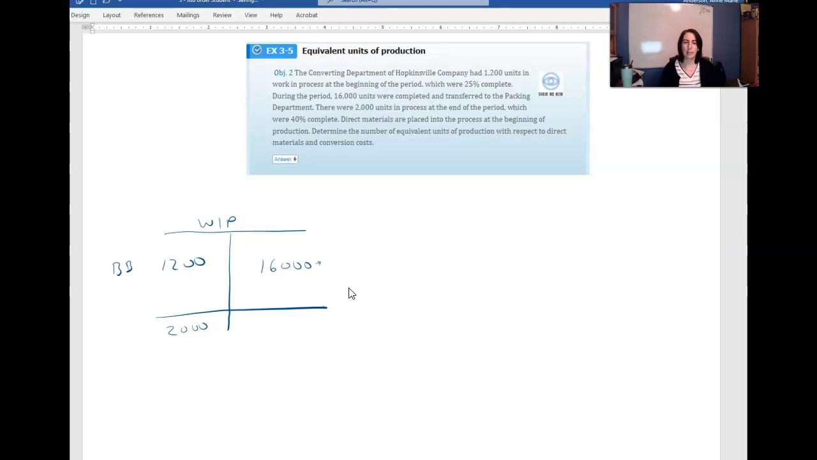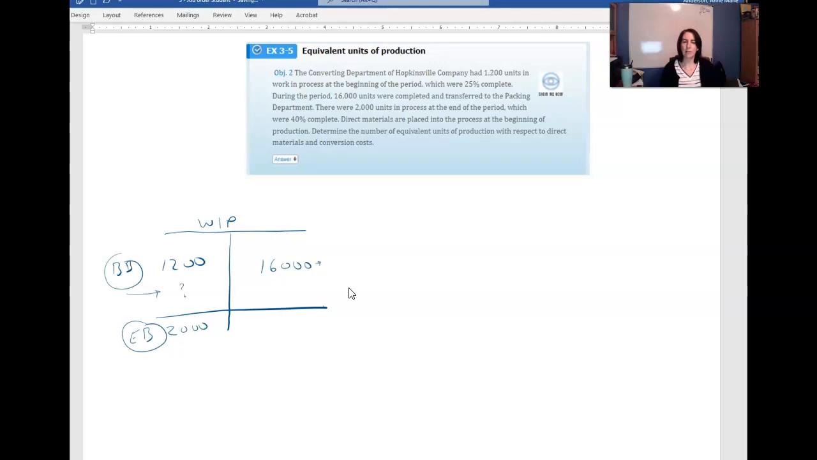1,200 minus 16,000 is not 2,000. They don't actually give us the number of units that came in, but we don't actually need it, not to do this type of problem. What we have is two of our three pieces. We've got our beginning balance, we've got our ending balance. What we don't have is started and completed.